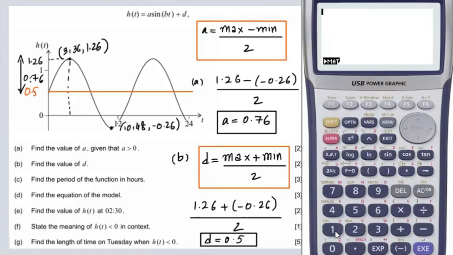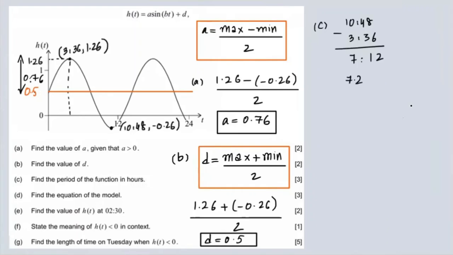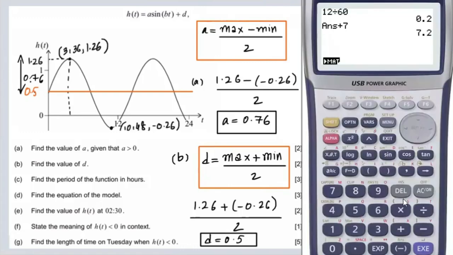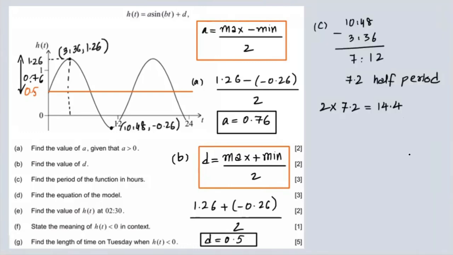So how do you write it? Convert 12 minutes to hours. 12 divided by 60 is 0.2, and add 7. So this is going to be 7.2. I'm writing it, this is the half period, okay? So when you double it, you will get the full period, which is going to be 14.4. So if you have the answer stored, you can just double it, and that's going to be your period, right?